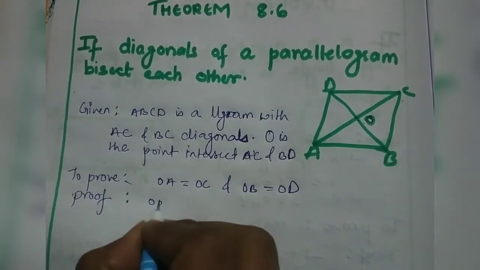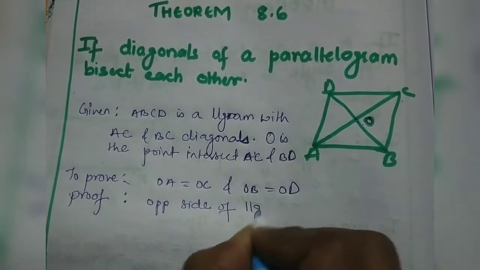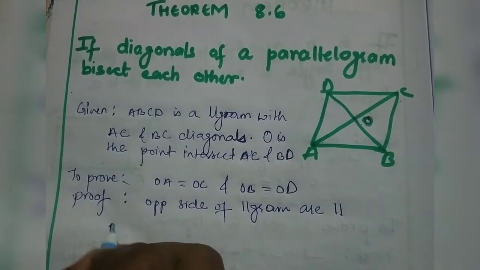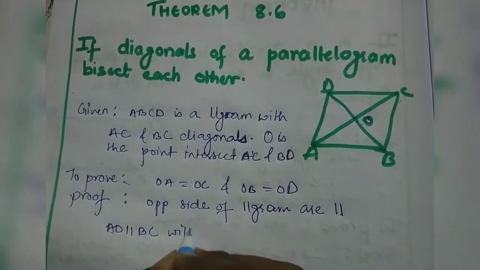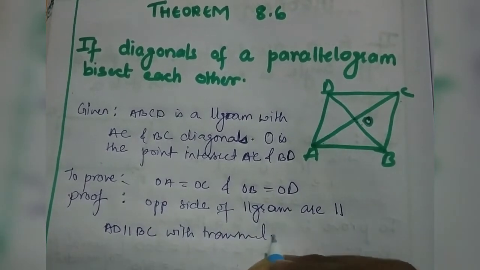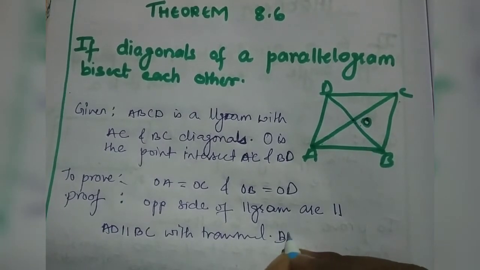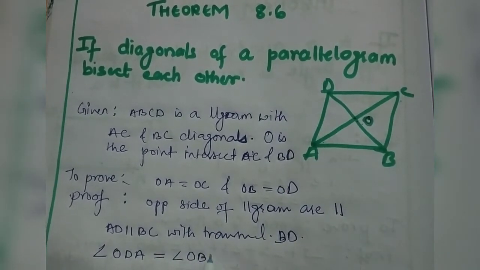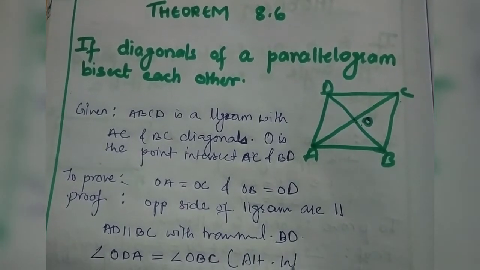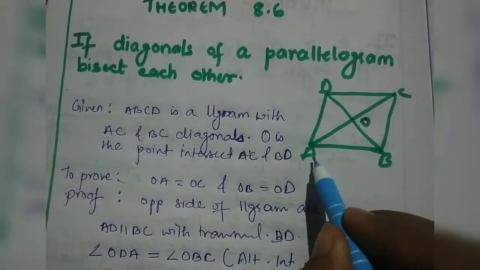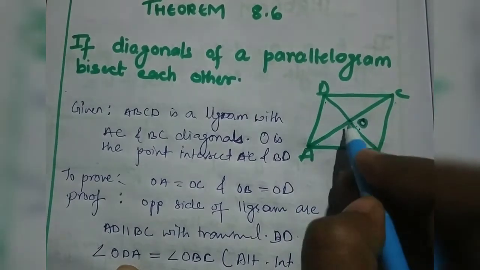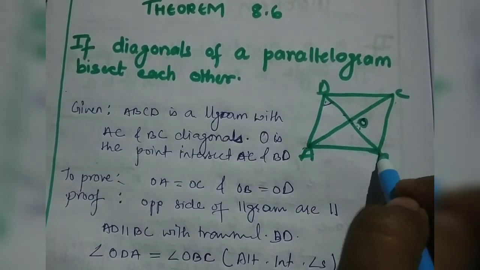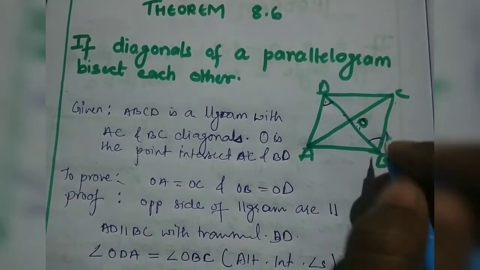We know that opposite sides of a parallelogram are parallel. So AD is parallel to BC with transversal BD. So angle ODA equals angle OBC, alternate interior angles. Equation number 1: angle ODA equals angle OBC, alternate interior angles.